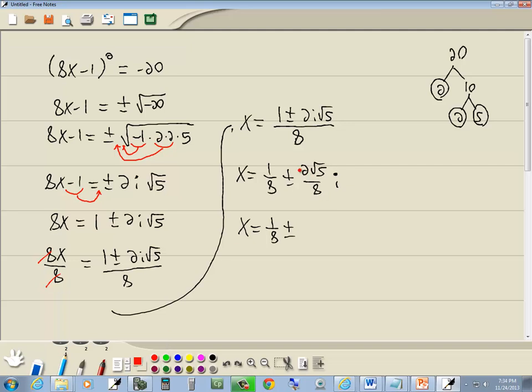2 and 8 are both divisible by 2. 2 divided by 2 is 1. 8 divided by 2 is 4. So that gives us (√5/4)i. And that's our answer.